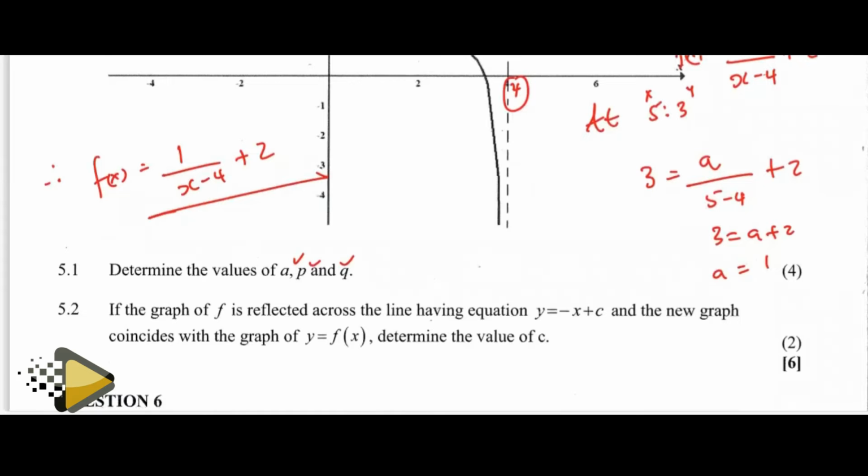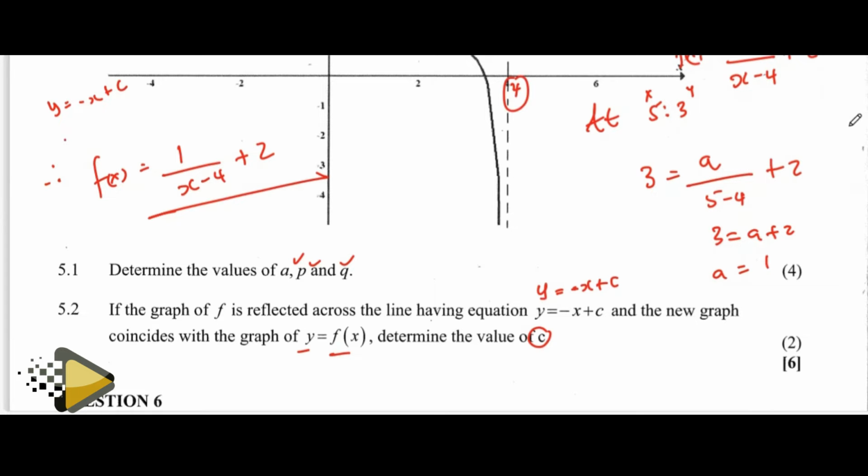All right, then 5.2. If the graph is reflected across the line y equals negative x plus c, and then we have a new graph that coincides with the graph of y equals f of x, they want us to get the value of c. Negative x plus c. What is the value of c?